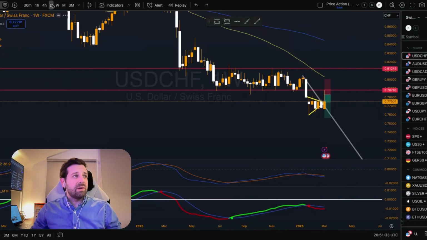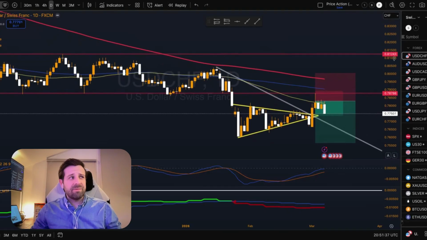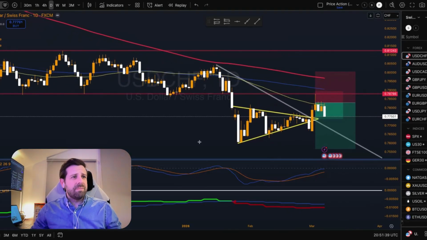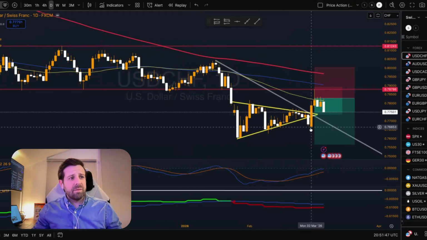So that's what it looks like on the weekly chart, and that was what happened last week with the Swiss franc versus the US dollar. If you look at it on the daily, you can see a little bit more clearly the picture of what happened. So you've got this big candle on Monday sort of bursting up through this channel.